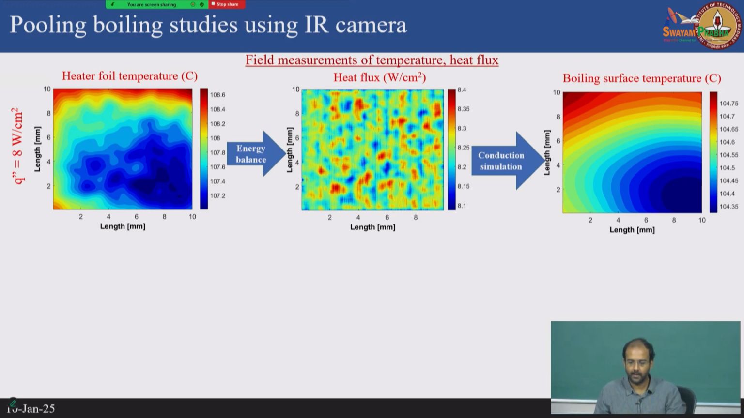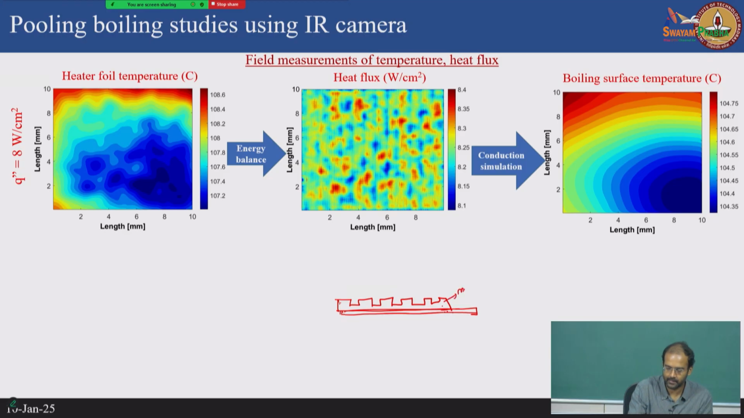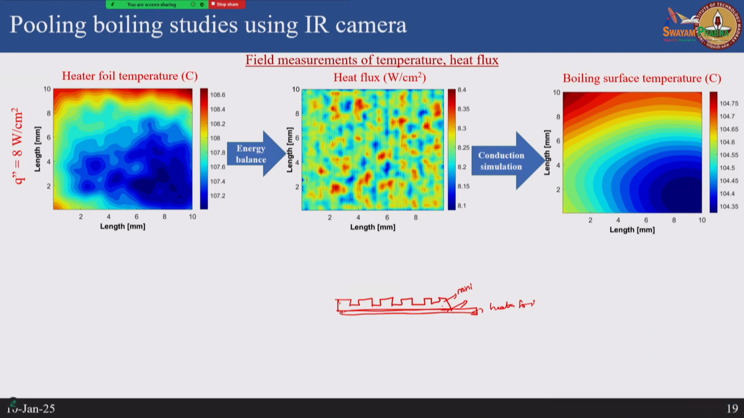And then what we do is, it does not stop like this, because the heater foil is of the order of a few microns, and then we have the mini channel or micro channel sitting on top of this foil. So, we are actually bonding this foil to the mini channel, using a high thermal conductivity paste.